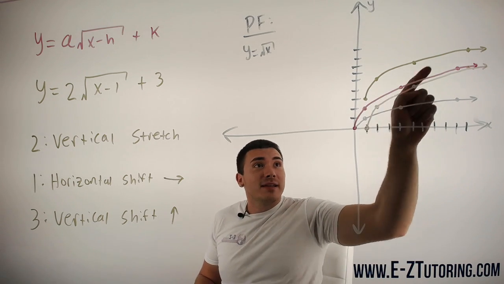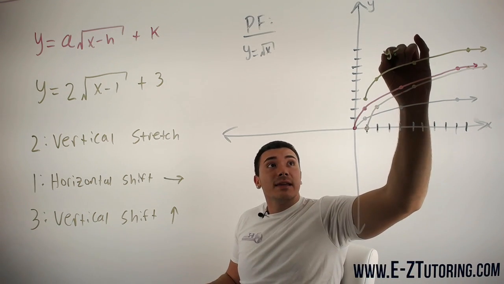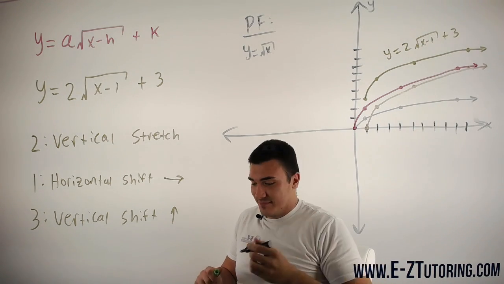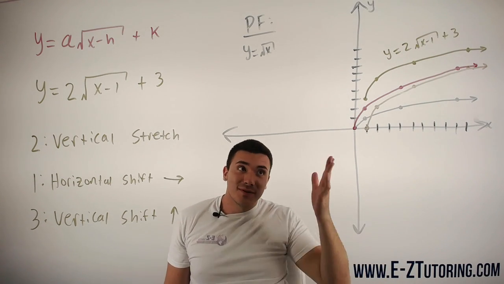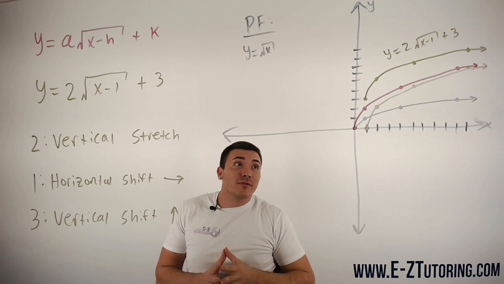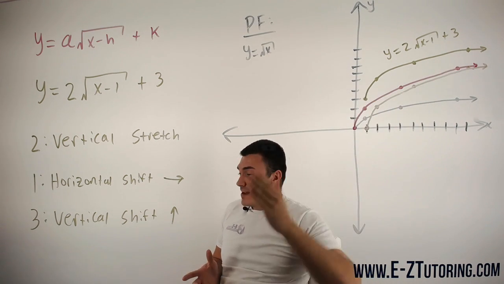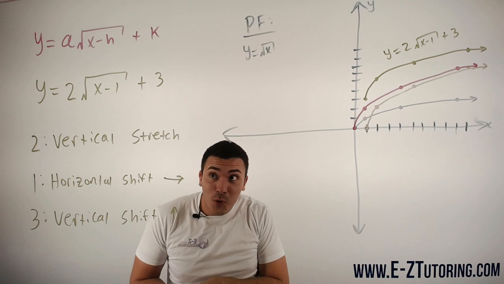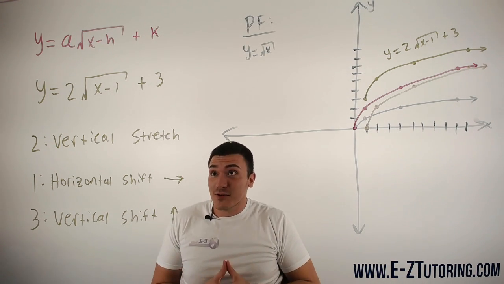So this one right here is the graph of y equals 2 square root of x minus 1 plus 3. All you got to do, start off with a parent function, apply all your different transformations, and you will get your final graph. So that is how you do it. I hope this made more sense and seems easier to you guys now.